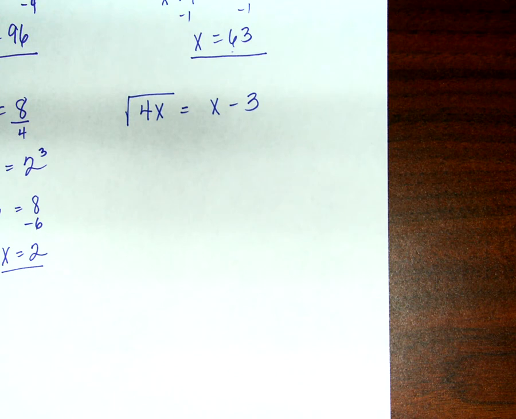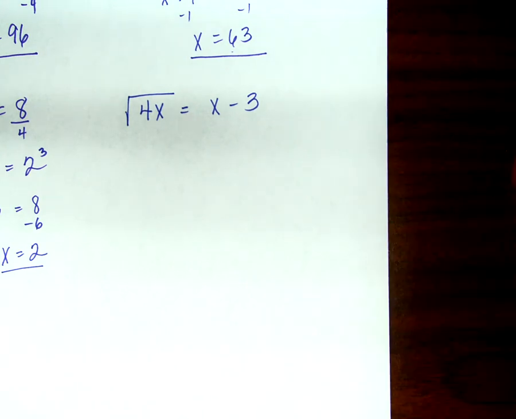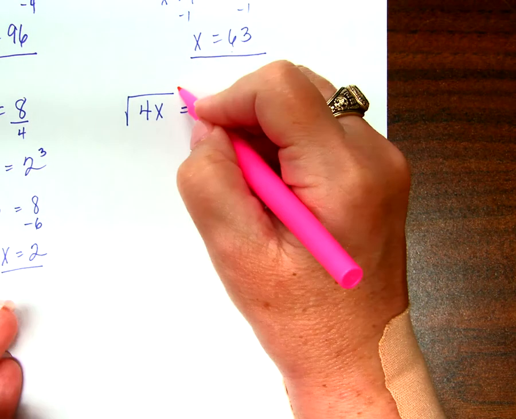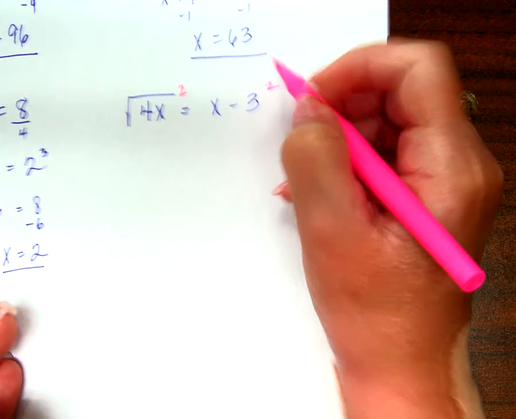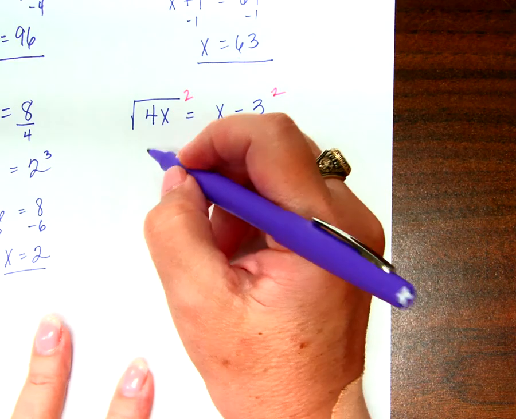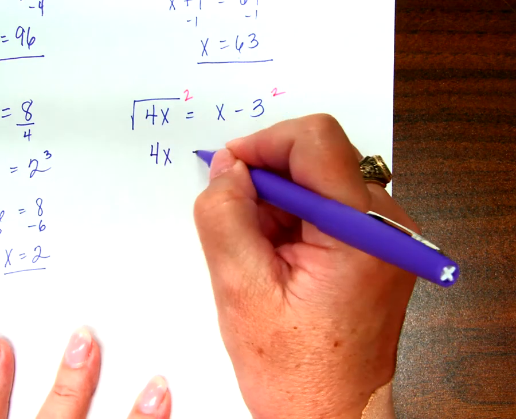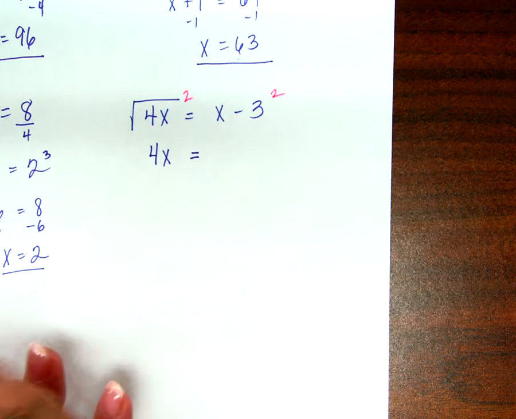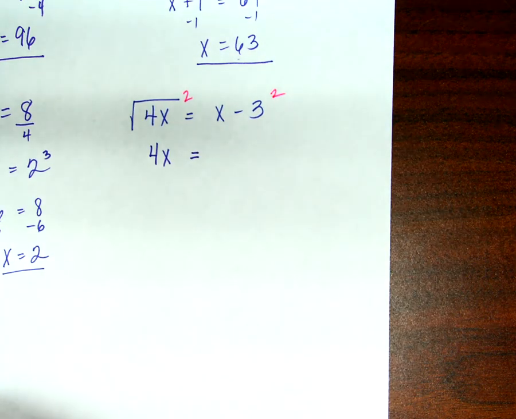Be careful. What do you want to do first? Square both sides? Okay. If I square both sides, what do I end up with on the left-hand side? 4x. And what do I end up with on the right side? Be careful. That's what I was afraid you would say.